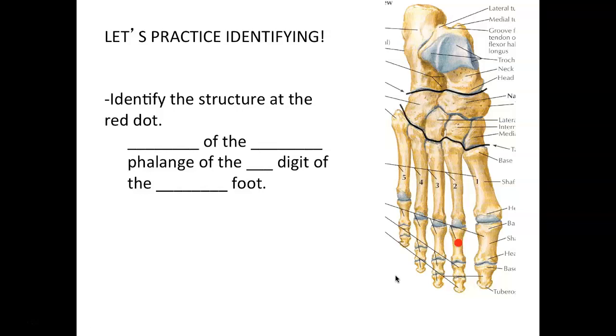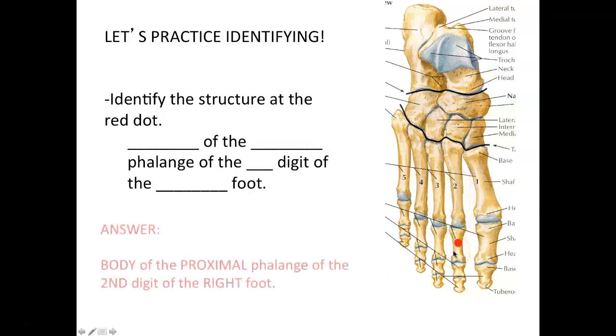So let's practice identifying here as well. We have base, body, or head here. So take a minute to answer that. It would be base, body, head. So here's our base of the phalange. So let's say proximal, middle, distal. So this would be our proximal phalange of the second digit of our right foot.